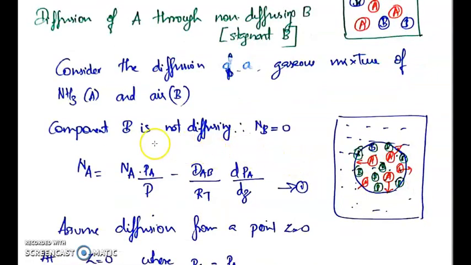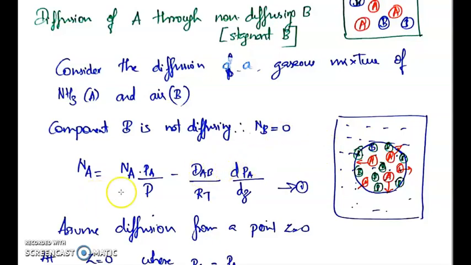So I can assume NB is equal to 0. What was NB? The flux with which B was diffusing, otherwise the rate at which B is diffusing per unit area. Since no molecule of B is diffusing, I can take NB to be equal to 0.